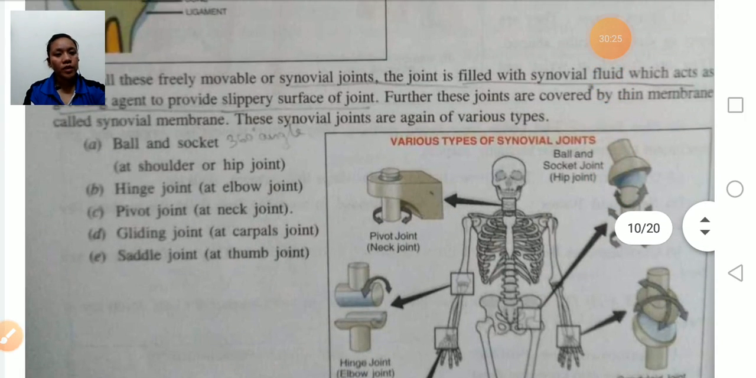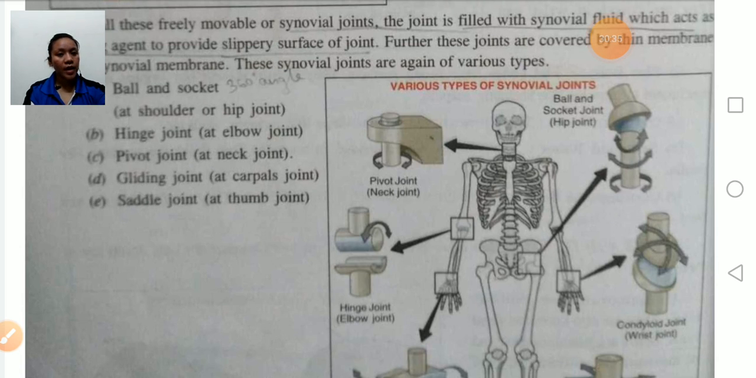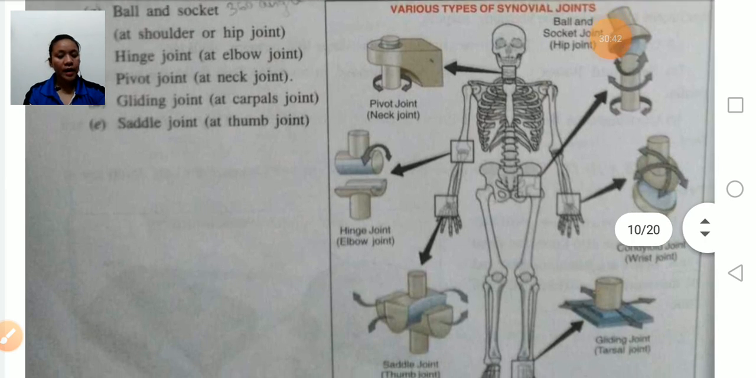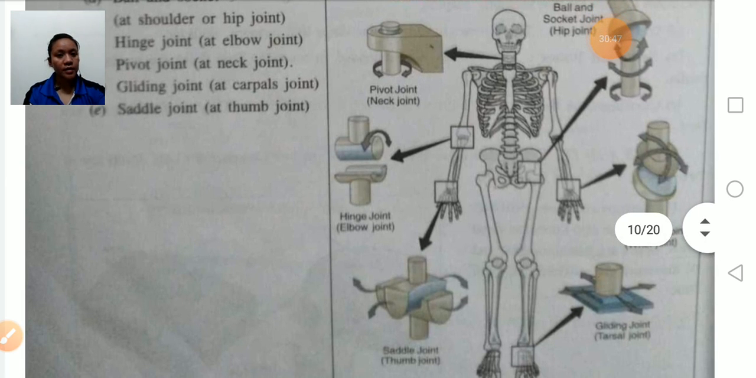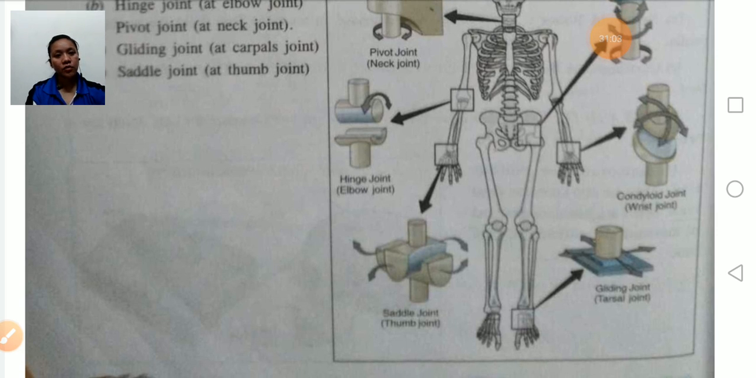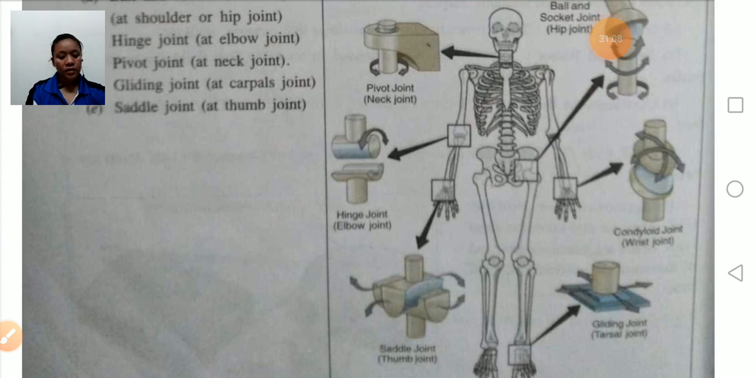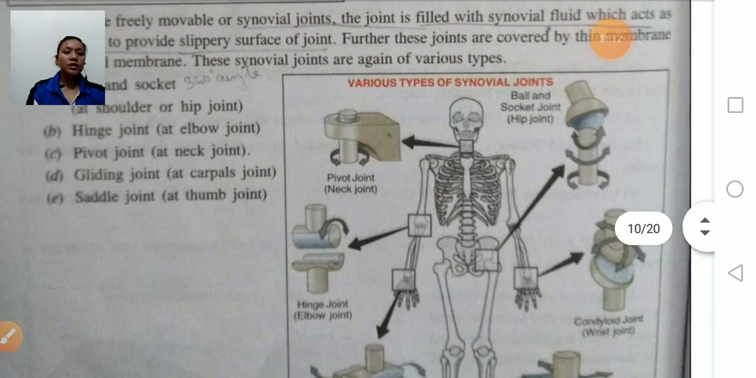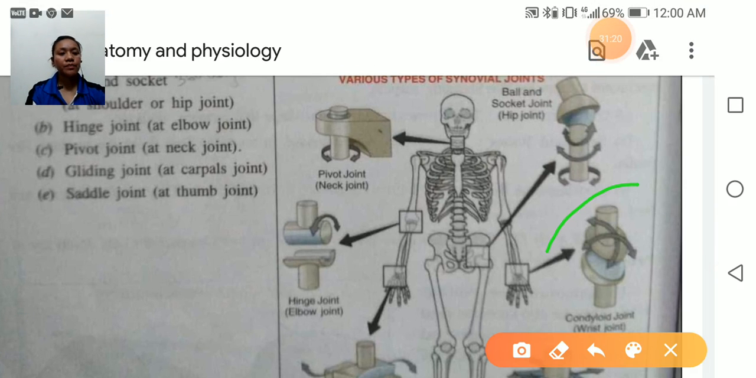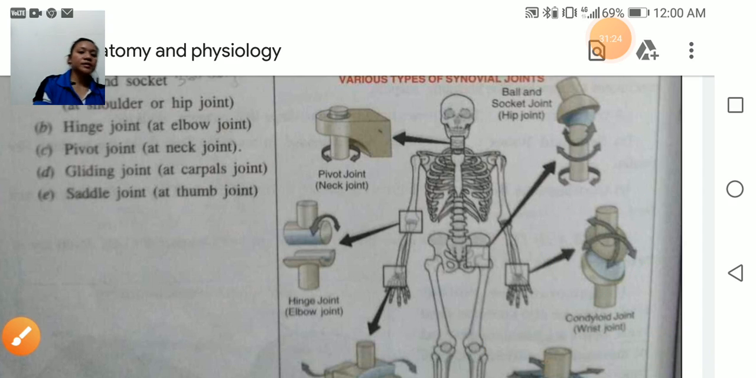Ball and socket joint at the shoulders provides 360-degree movement. Hinge joint is present in your elbow and knee. Pivot joint is present in your neck and provides rotation movement. Gliding joint is present in your carpals or hand, with forward and sideward movement, where one bone glides over the other. Saddle joint is present in the thumbs, where one bone saddles over the other. Condyloid joint is present in your wrist and provides flexion, extension, abduction, adduction, and circumduction movement: upward, downward, side to side, and circular movement.